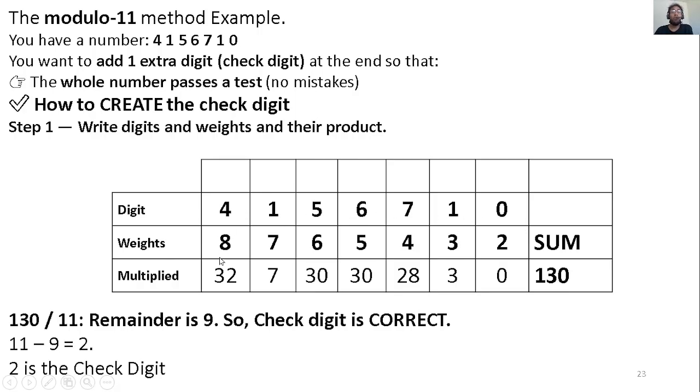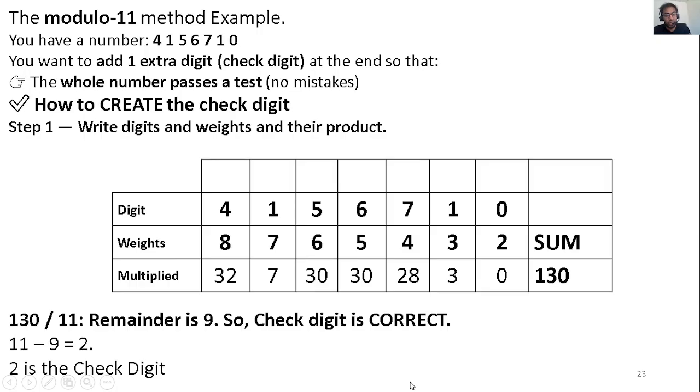Now we multiply them: 4 multiplied by 8, 1 multiplied by 7, 5 multiplied by 6, and so on. When we calculate the sum, the final calculated sum is 130. We divide it by 11 and get some remainder. Dividing 130 by 11, 11 multiplied by 11 gives 121, so the remainder we get is 9.